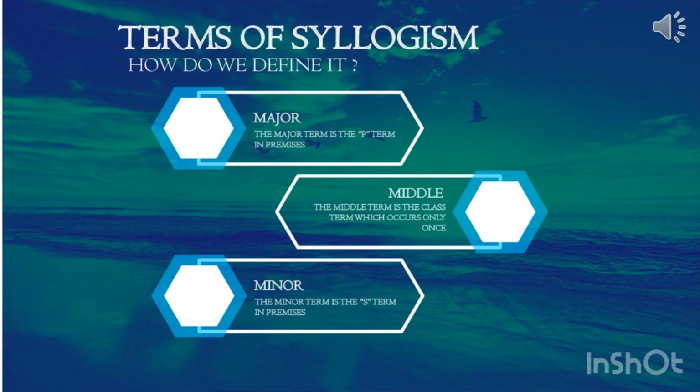The second term is the minor term. The minor term is the subject term in the conclusion of the syllogism. It refers to the narrow category or individual to which the conclusion statement is applied. Now let's discuss the middle term. The middle term is the term that appears in both premises but does not appear in the conclusion. It acts as the connecting link between the major and the minor term.